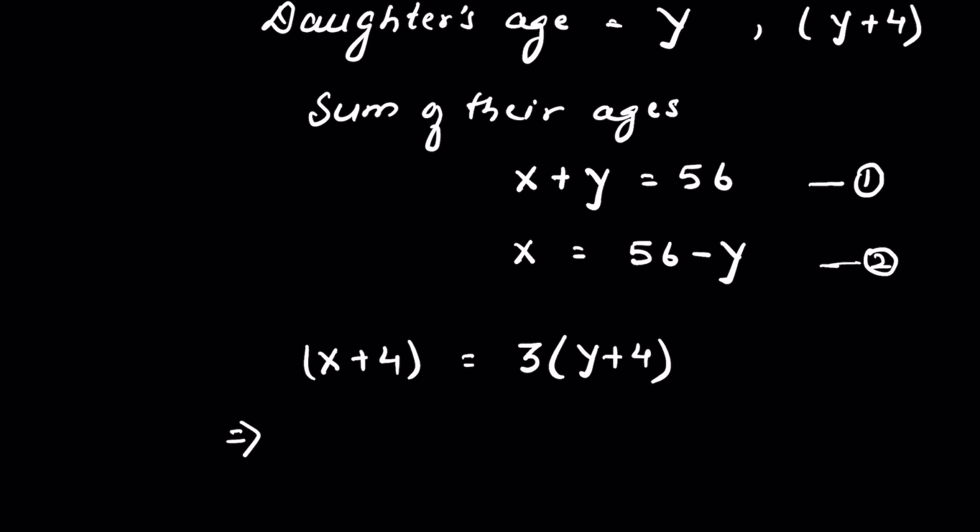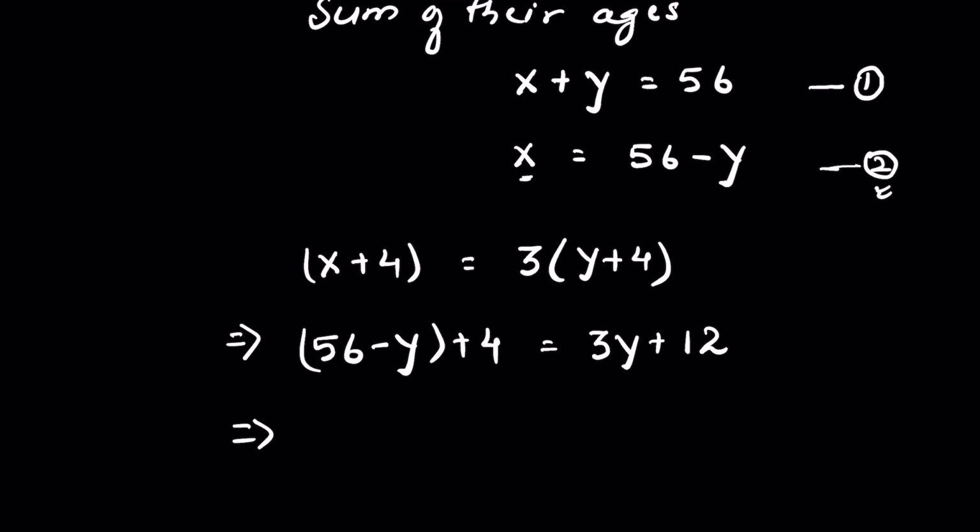Now from equation 2 we can substitute the value of X here. So X is 56 minus Y, plus 4, is equal to 3 multiplied by Y, which is 3Y, and 3 multiplied by 4 is 12. This will be 56 plus 4, 60 minus Y, is equal to 3Y plus 12.